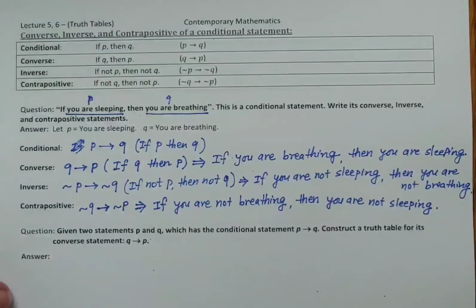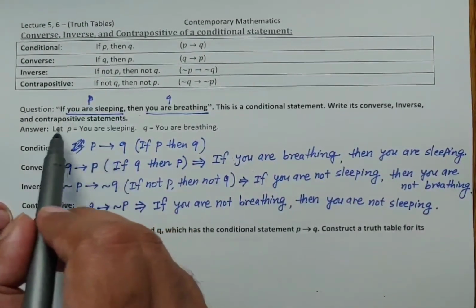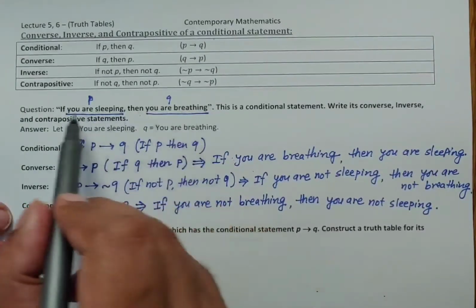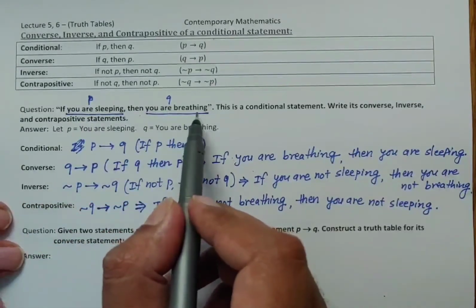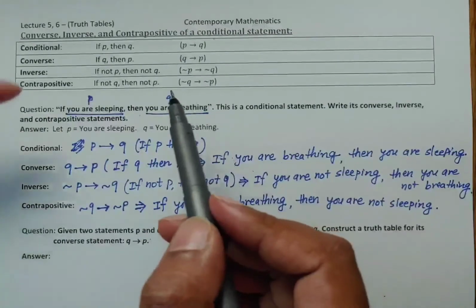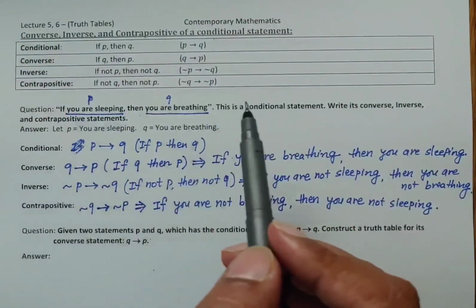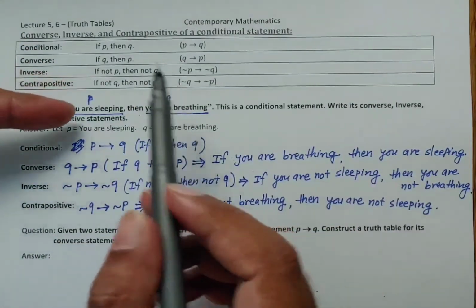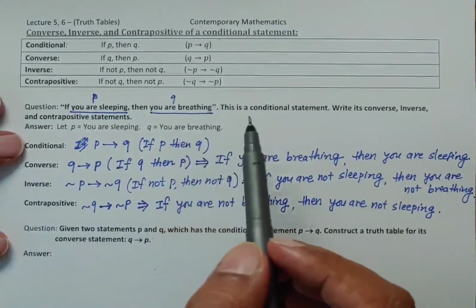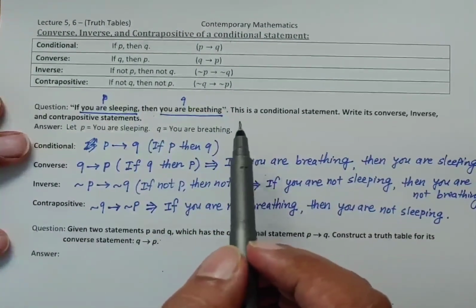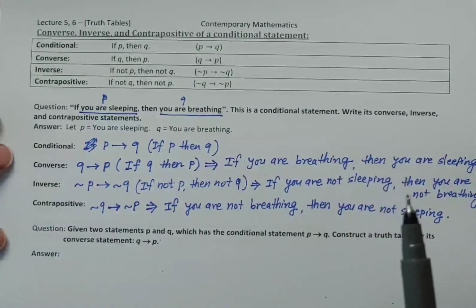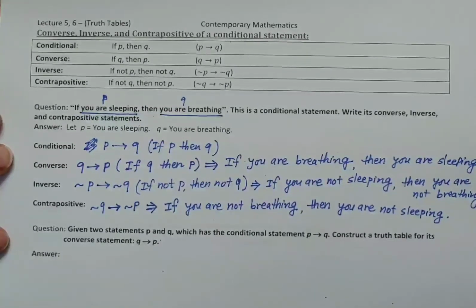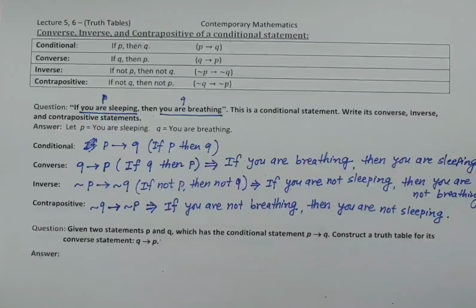Okay, so this statement is the contrapositive of this statement: if you are sleeping, then you are breathing. To get the contrapositive, you have to switch sleeping and breathing. So we switch the P and Q parts, and then we put the negation symbol on both. Okay, so that's how we get the converse, inverse, and contrapositive.